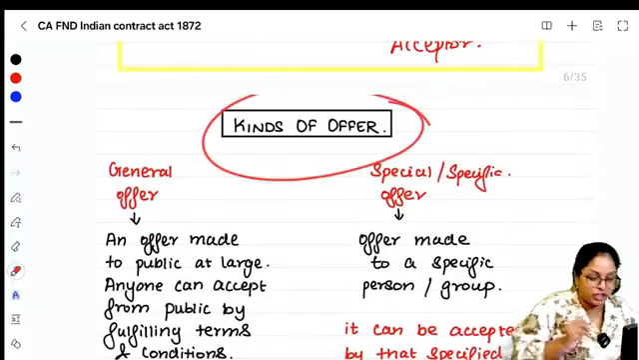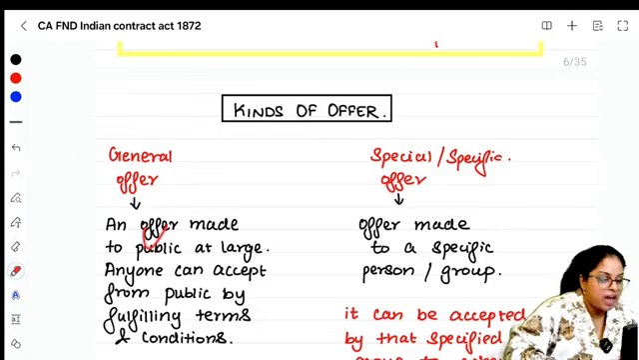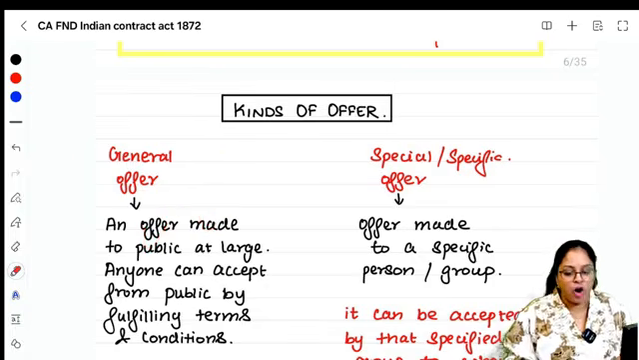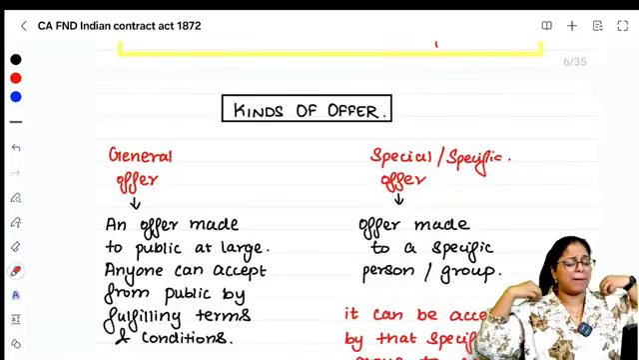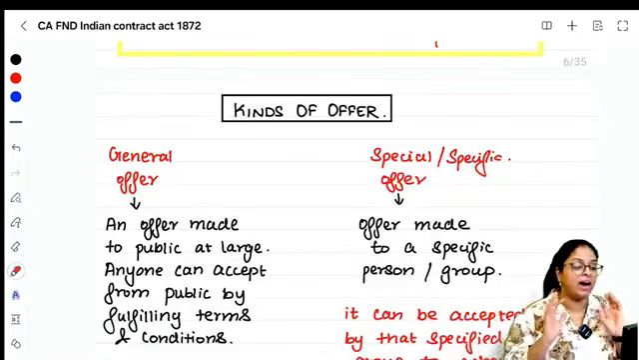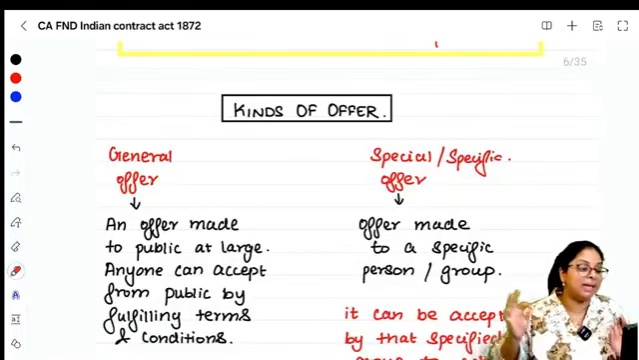Next, kinds of offer. What are the different kinds of offer? The first kind is known as a general offer. What do you mean by general offer? A general offer is the offer which is made to the public at large. Very good, lovely people. You have given me the case law also.